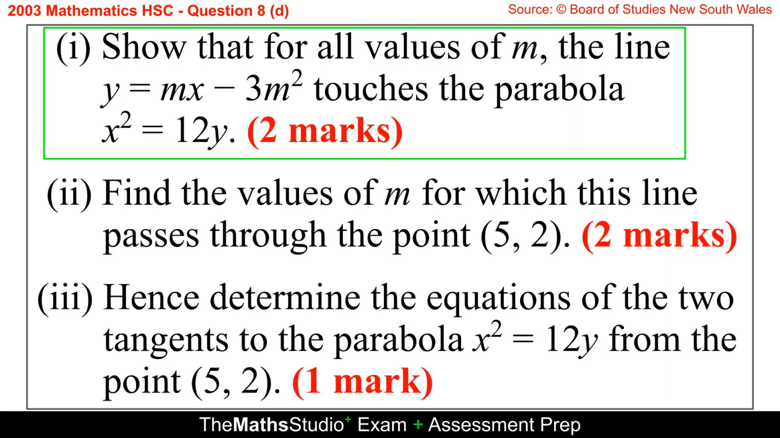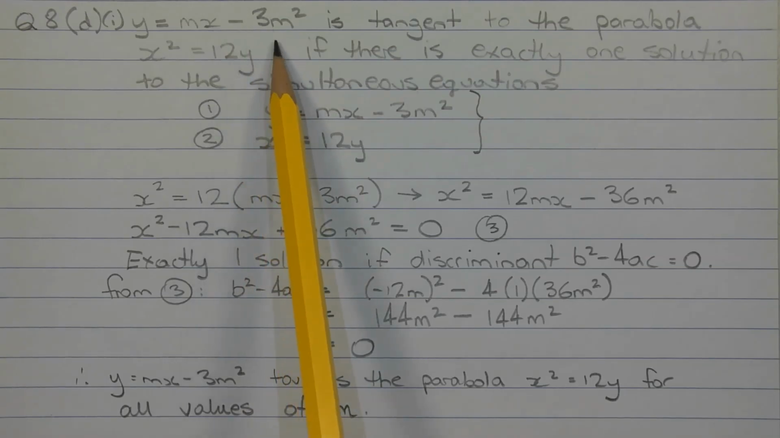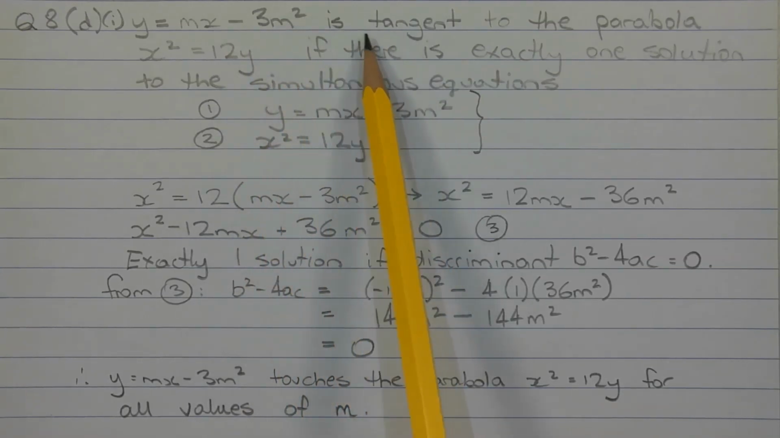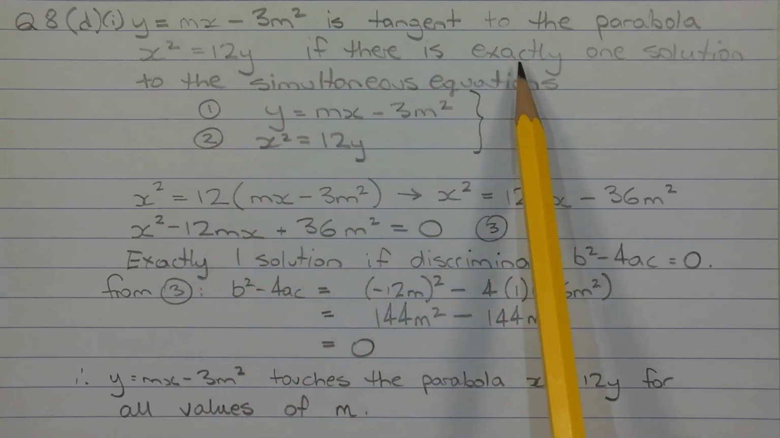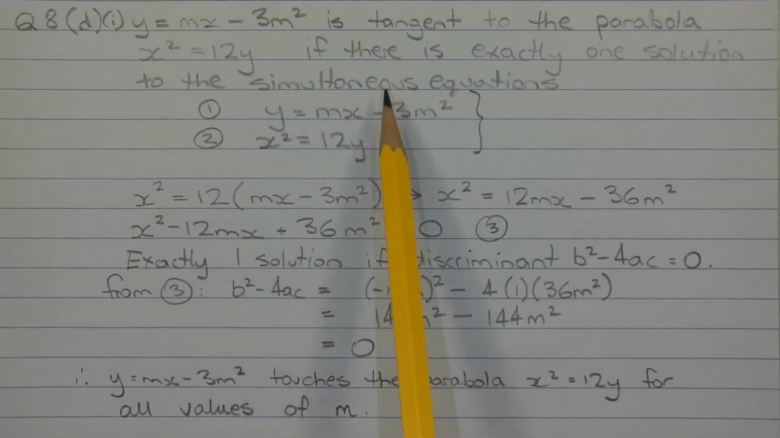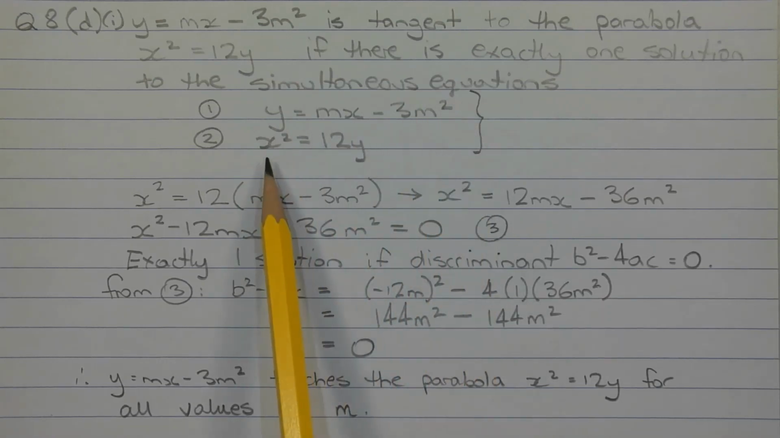Question 8, Part D, Part 1. Show that for all values of m, the line y equals mx minus 3m squared touches the parabola x squared equals 12y. The line y equals mx minus 3m squared touches the parabola, or is tangent to the parabola x squared equals 12y, if there is exactly one solution to the simultaneous equations y equals mx minus 3m squared and x squared equals 12y.